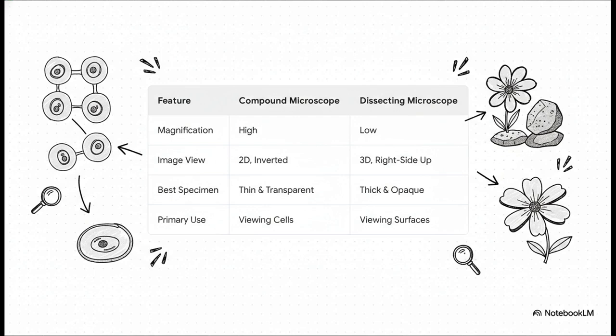The dissecting scope, on the other hand, has lower magnification, but, and this is a big but, it gives you a true 3D right-side-up view. It's awesome for bigger, solid things like a flower, a circuit board, or a cool rock you found. It really is all about choosing the right perspective for what you want to see.